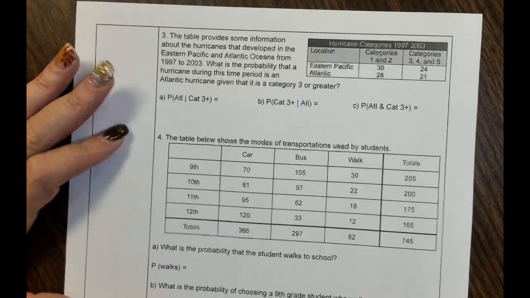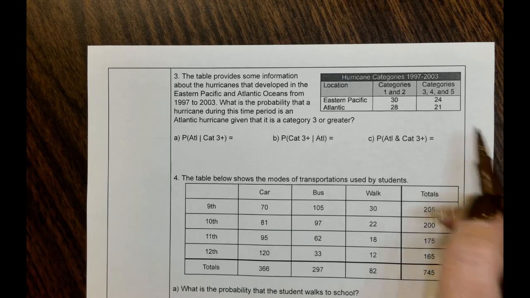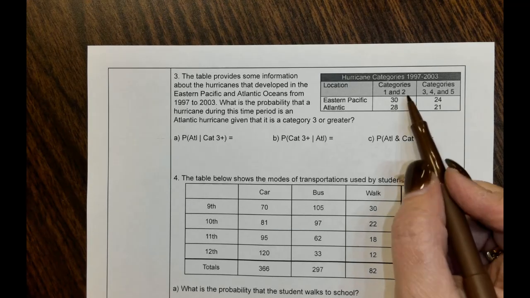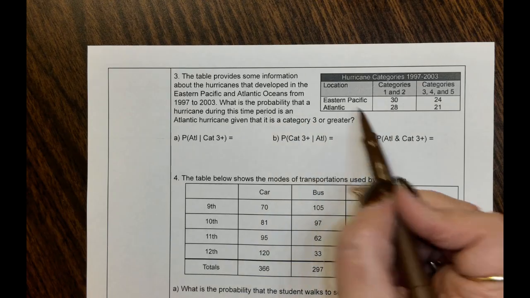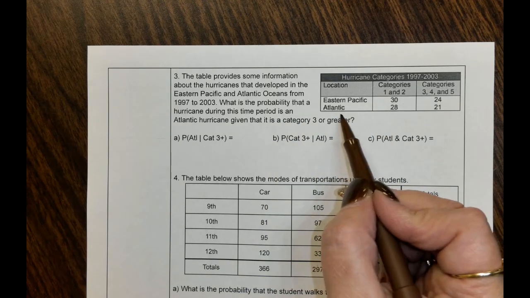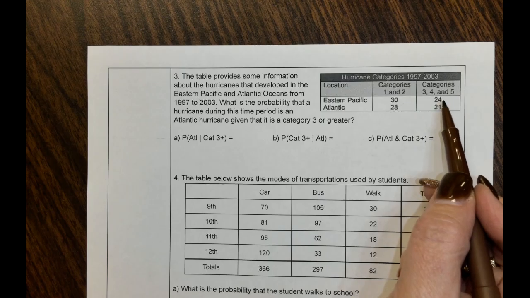Put this on pause and go try some yourself, but in the meantime, I'll keep going. So this table reports some information about hurricanes back in 97 to 2003. Some of them were in the Pacific, some of them were in the Atlantic, some of them were category 1 or 2, and some of them were categories 3, 4, and 5.